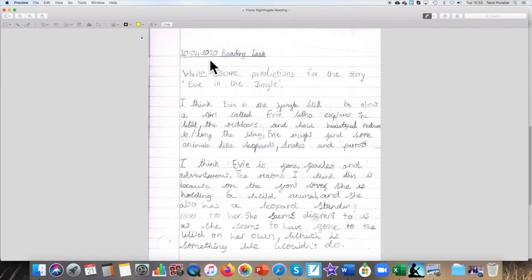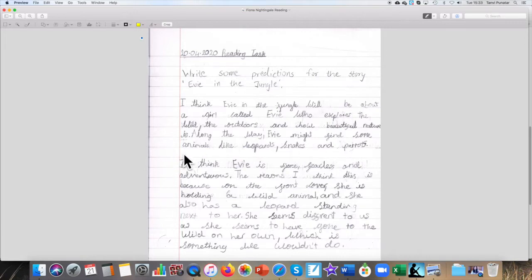There was actually a really good piece of work handed in by someone called Fiona from Nightingale class. This is Fiona's work. The first thing I noticed about it is it's very neat. She's done the date underlined with the title and a subtitle explaining what the task was. She's written in paragraphs with nice handwriting on each line. We're going to be focusing on this second paragraph here.